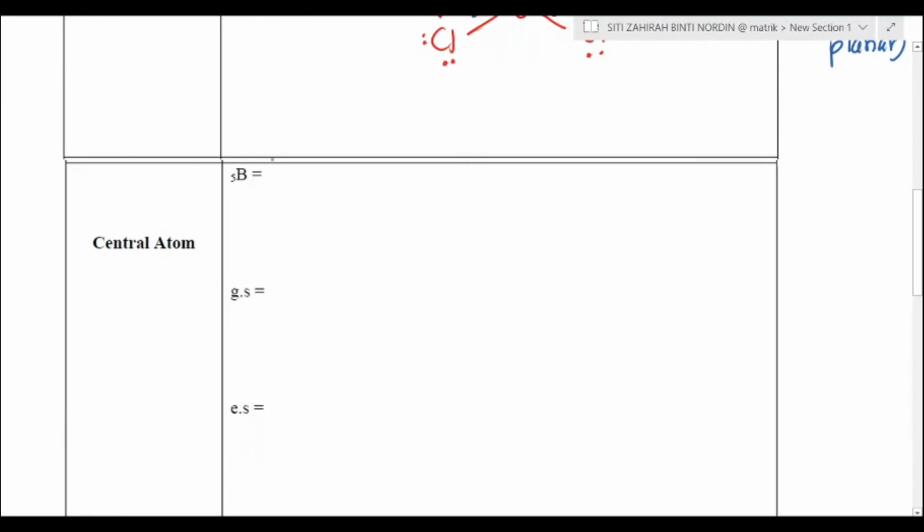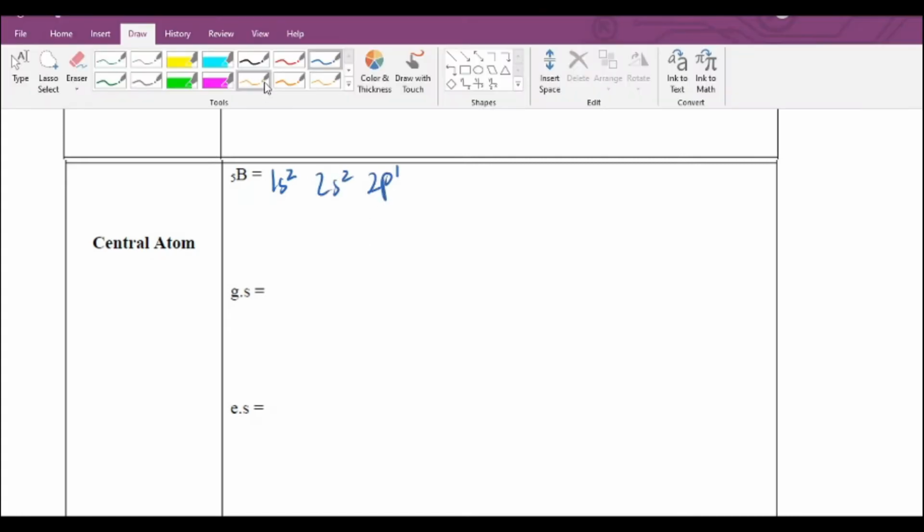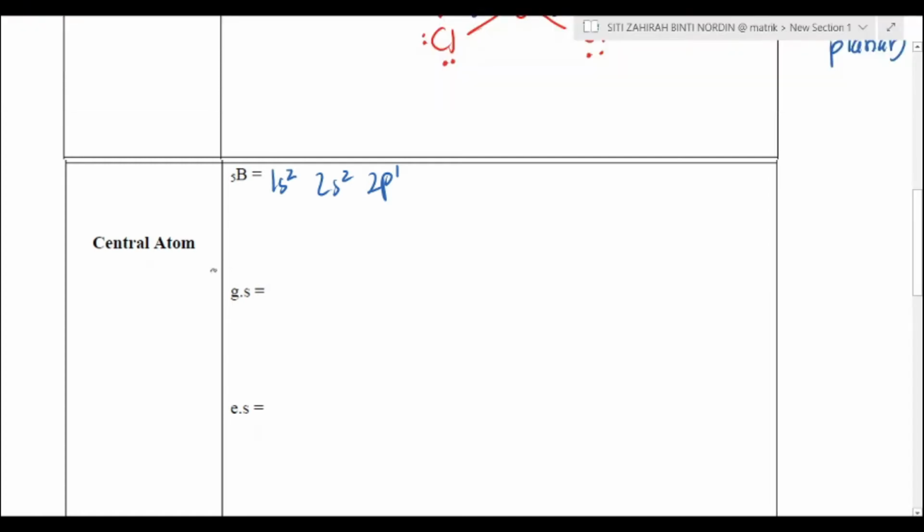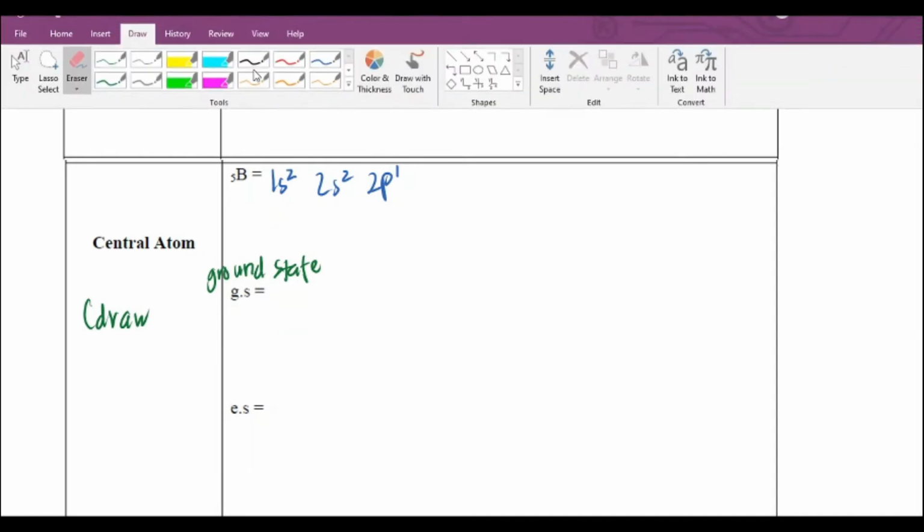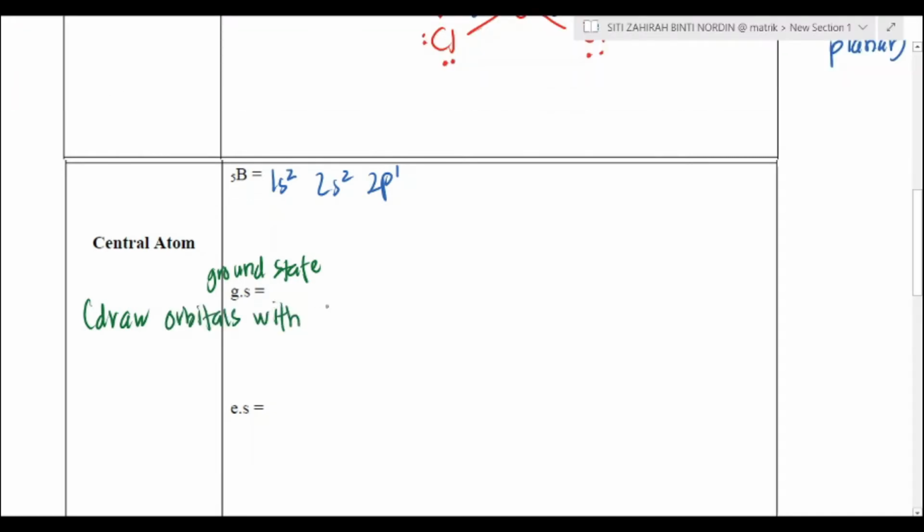Okay, so let's start. First thing, you have to know the proton number for boron. Boron has a proton number of 5, so write the electronic configuration: 1s2, 2s2, 2p1. For the ground state, this is my short form. In the exam, you have to write it in full. For the ground state, you just have to draw the orbitals with the highest n. For this boron, the highest n would be 2.